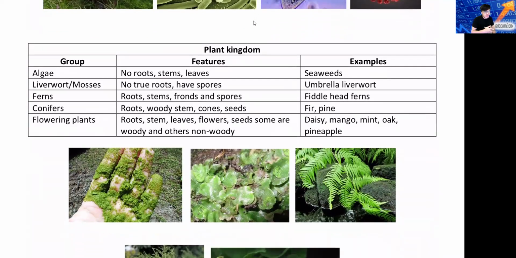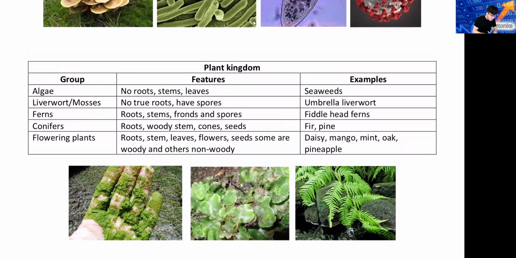Plants are generally divided into 5 types. You have your algae, liverwort or mosses, fern, conifer, and flowering plant. Of course, we have learned flowering plant in our year 7, if you still remember. If you don't, then it's okay. We shall do revision next time. Flowering plant is the most complicated. Let's start with algae.